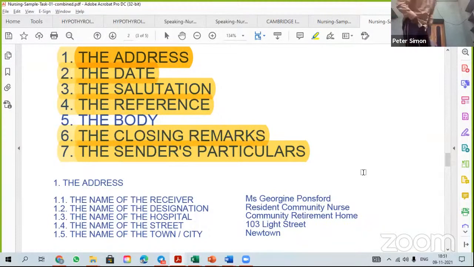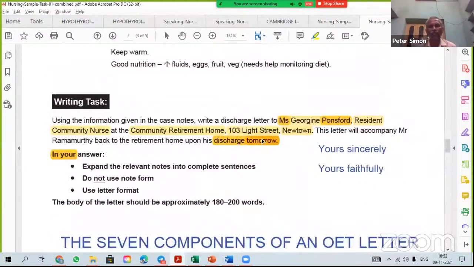When you say sender's particulars, now you have to notice one thing. That is your particulars, who you are. Okay, using the information in the given case.